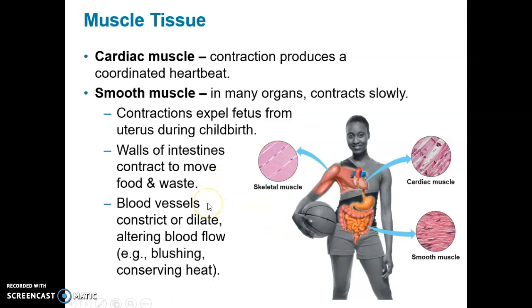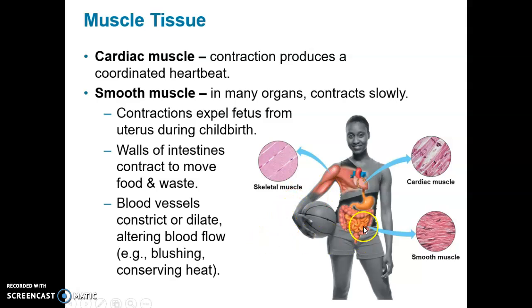The walls of the blood vessels have smooth muscle. And when the smooth muscle contracts, the blood vessels constrict. When the smooth muscles relax, the blood vessels dilate. And that helps alternate and regulate the blood flow throughout the body. So when you're exercising, for example, the blood vessels that serve the muscles dilate to increase blood flow to the muscles to increase oxygen delivery, glucose delivery.